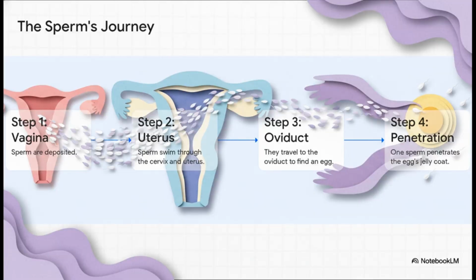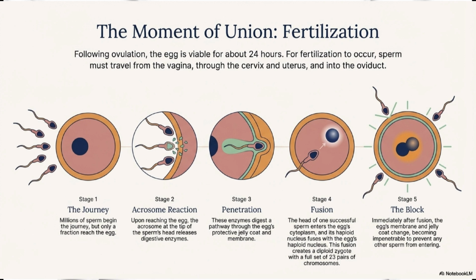This slide gives you a sense of the incredible journey the sperm have to take. I mean, think about it. After being deposited in the vagina, they have to navigate through the cervix, swim across the huge open space of the uterus, and then pick the correct oviduct to enter. It is a grueling marathon, and only a tiny fraction of the millions that start will ever reach the finish line.